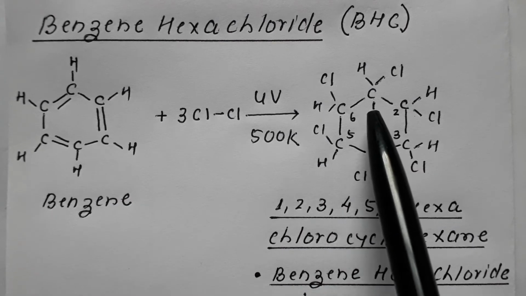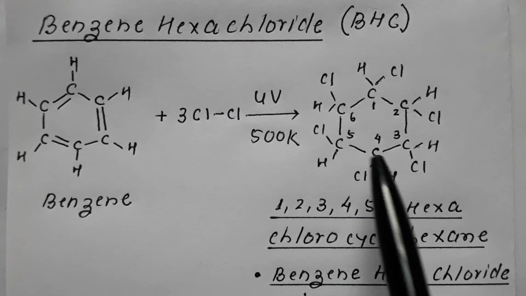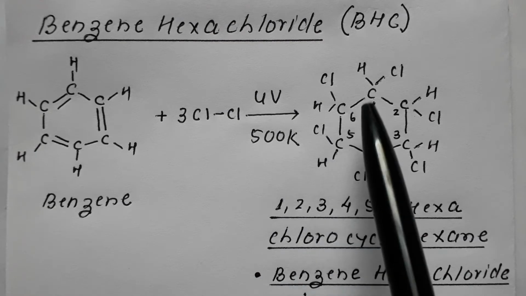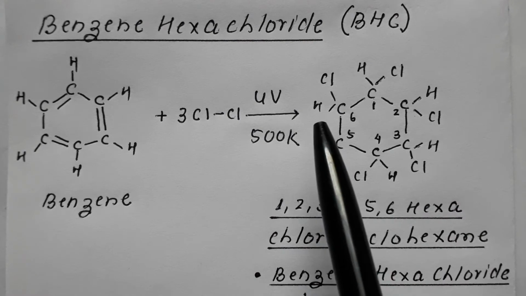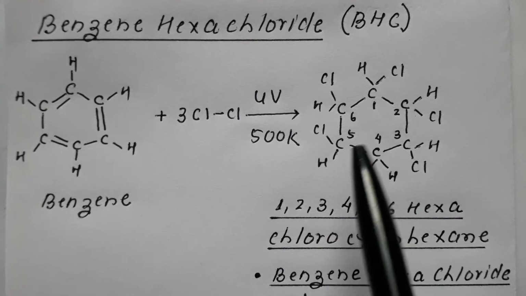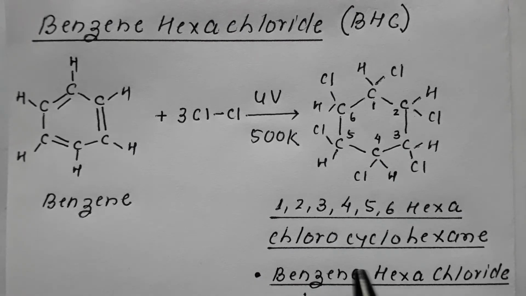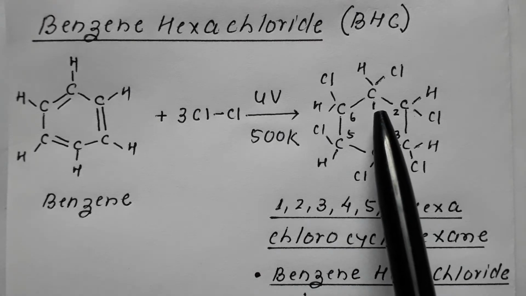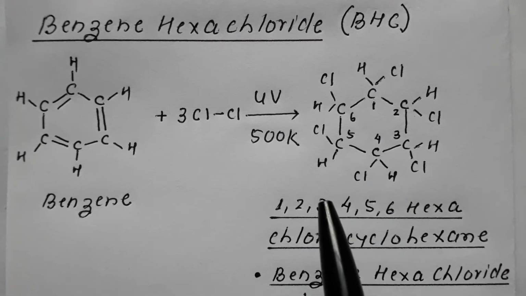This results in formation of chloro at position number 1, chloro at position number 2, at number 3, at number 4, at number 5, at number 6. If it would have been CH2, CH2, CH2, CH2, CH2, CH2, this compound would have been cyclohexane. If all were hydrogen, it would have been cyclohexane, but it is having chloro, one at position 1, another at position 2, position 3, position 4, position 5, position 6.